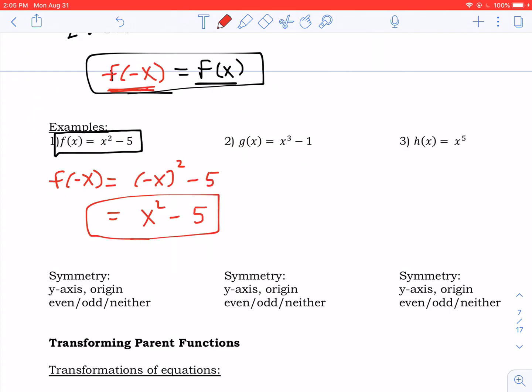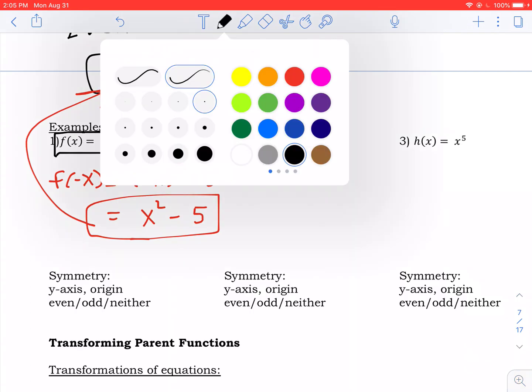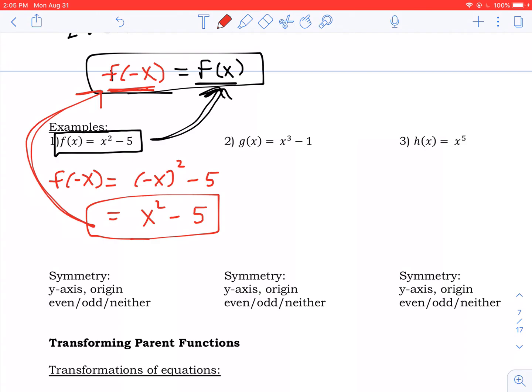So now we can go to our formula. Is f of negative x equal to f of x? Are these the exact same thing? And yes, they are. Both of them are x squared minus 5. So f of x, the original function here in black, was the same as f of negative x here in red. Therefore, this is an even function. And even functions always have y-axis symmetry.